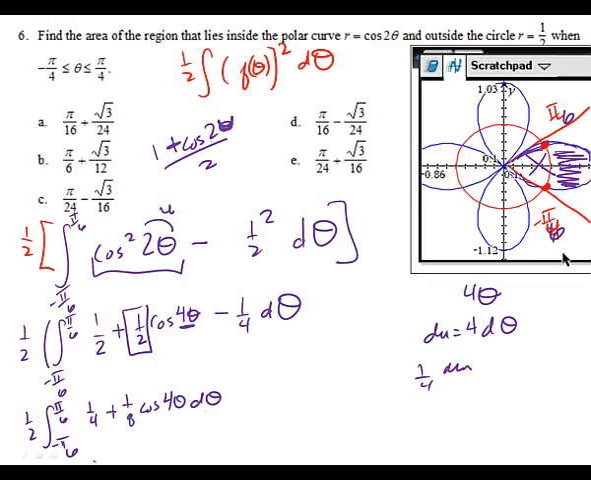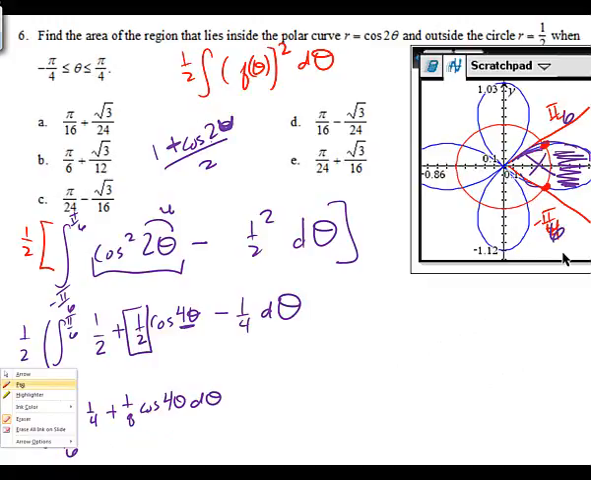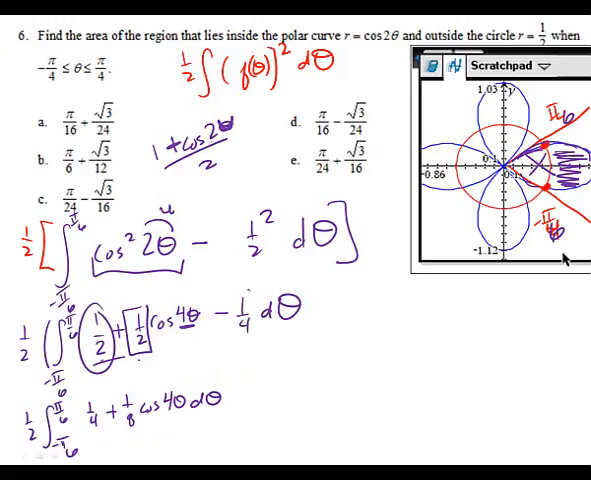So I'm going to keep that 1/2. Let me erase this junk over here. Get rid of that. For the 1/4 out front, you added 1/2 plus 1/2? No, I did the 1/2 minus the 1/4. Yeah. Okay. Let's keep going.